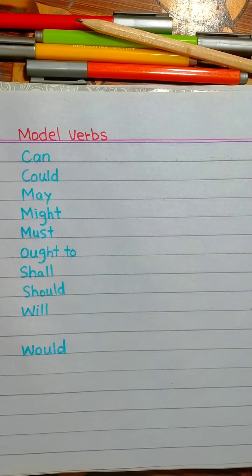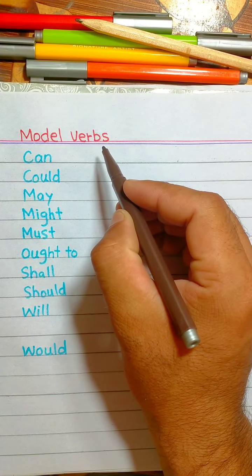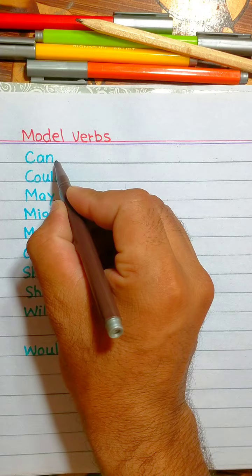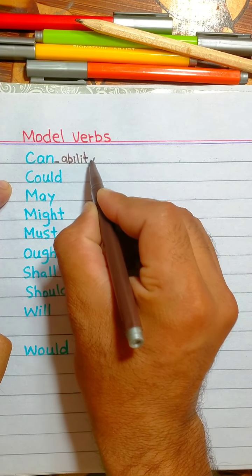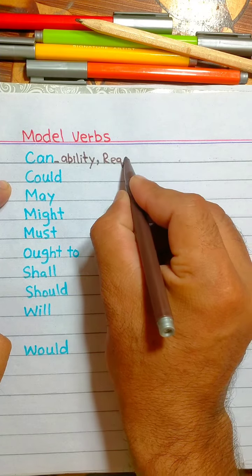Hey guys, we're gonna learn some modal verbs in this video. These modal verbs are used with different meanings. Can is used for ability or request.